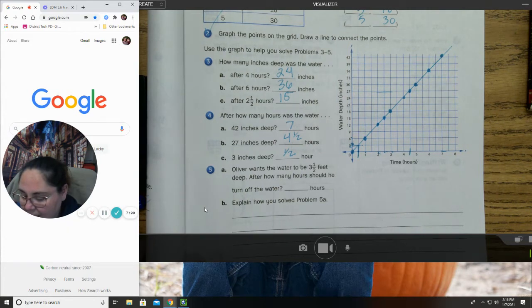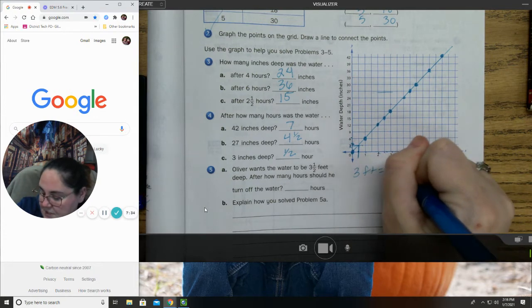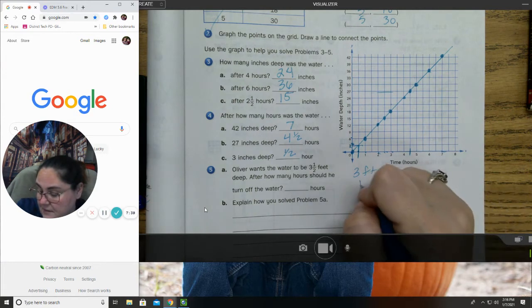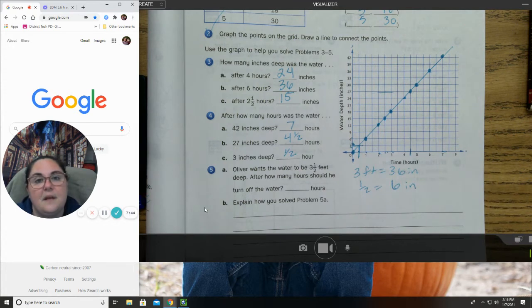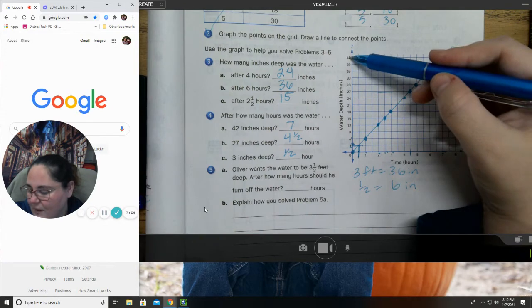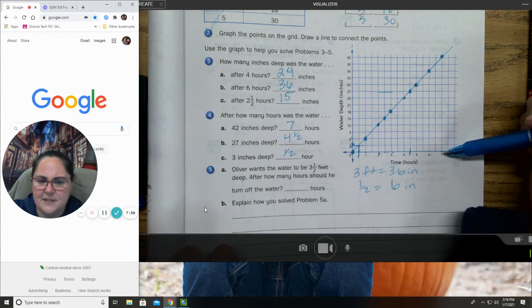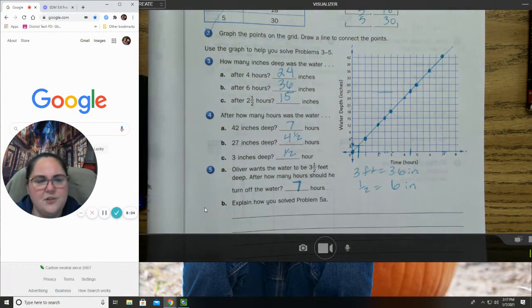All right, 3½ feet. I know that 3 feet equals 36 inches. And I know that 1/2 foot equals 6 inches. So 36 inches plus 6 inches is what? 42 inches. So we already figured that out as well. We said that once it gets to 42 inches, it's going to be at 7 hours. Your answer there should be 7.